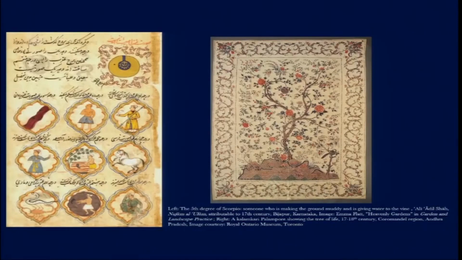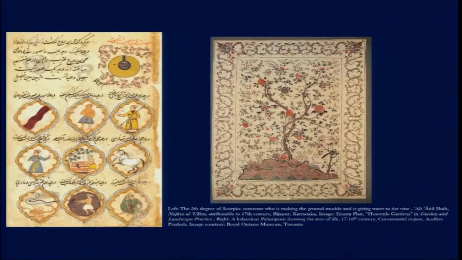And then if we think about what were some of the other aspects of gardens, or some of the ways in which we can understand the relevance of different kinds of plants, gardening and cultivation as such, I can show two other examples here. One is from this very celebrated book called Nujum al-Ulum, which was made in the 17th century in Bijapur, perhaps during the time of Ali Adil Shah.